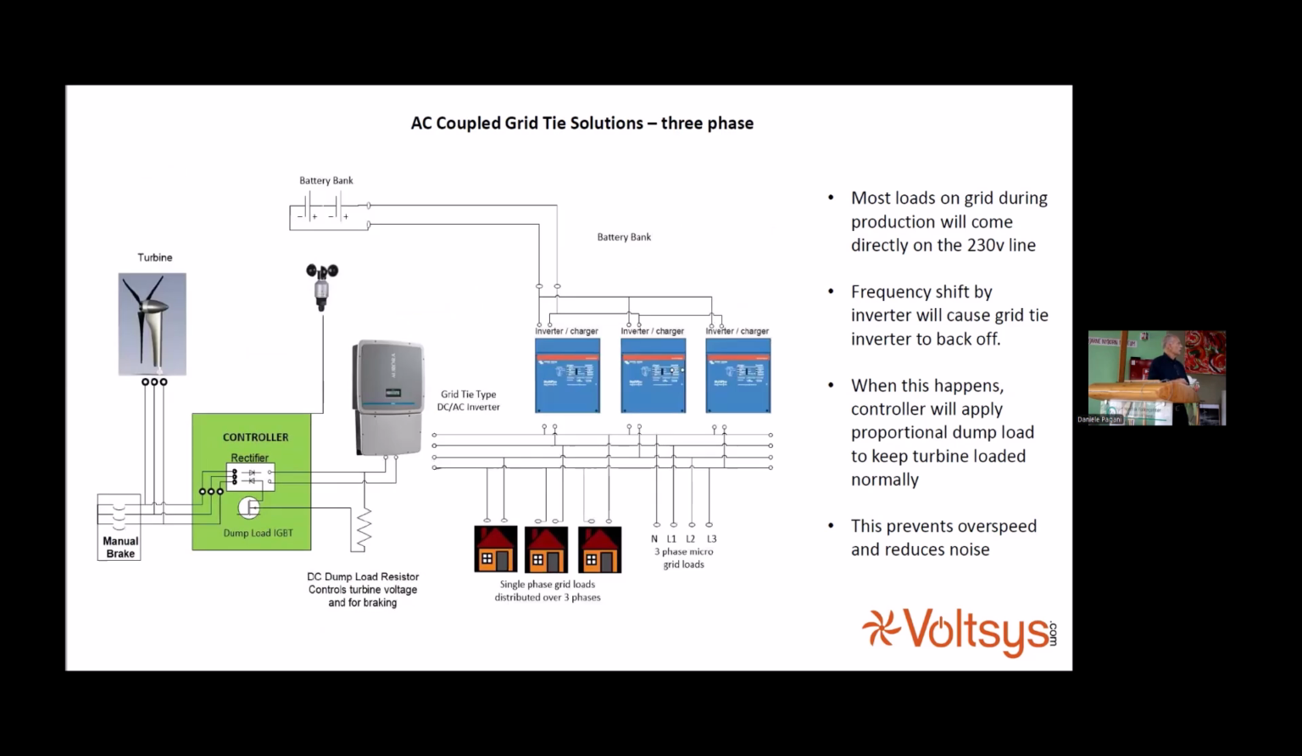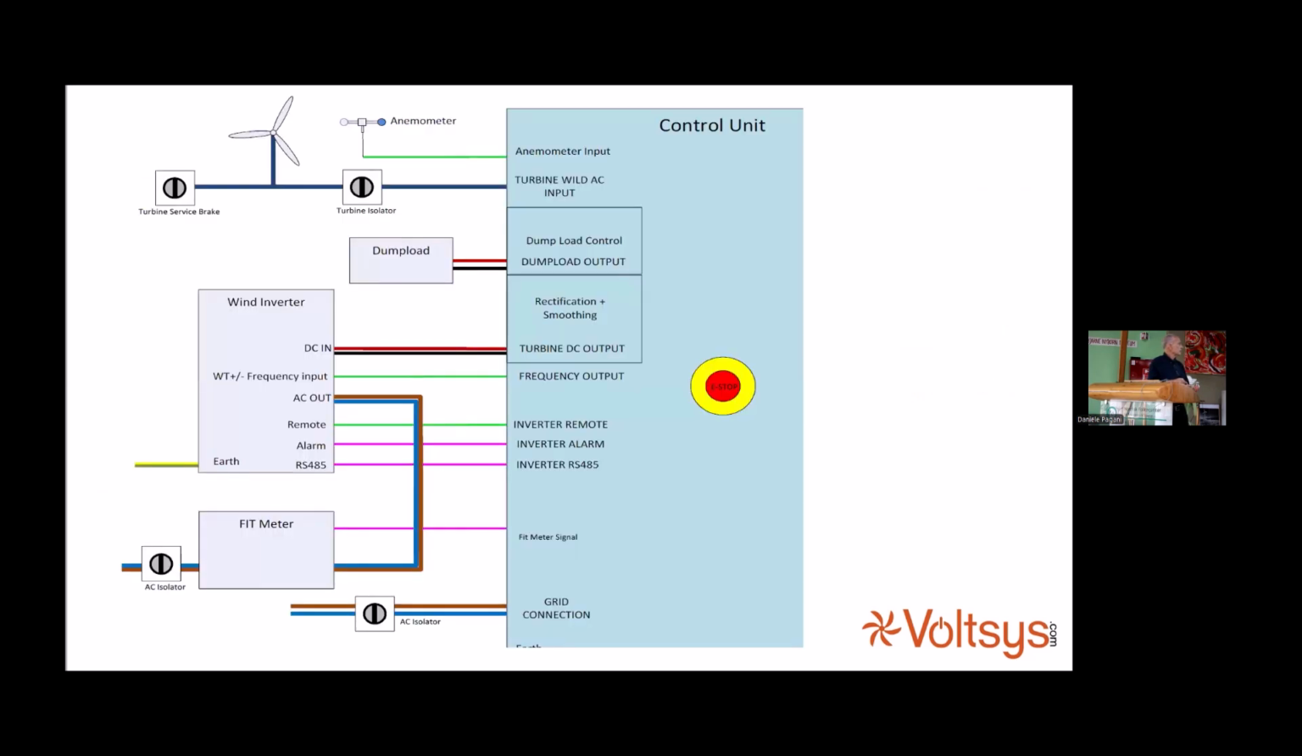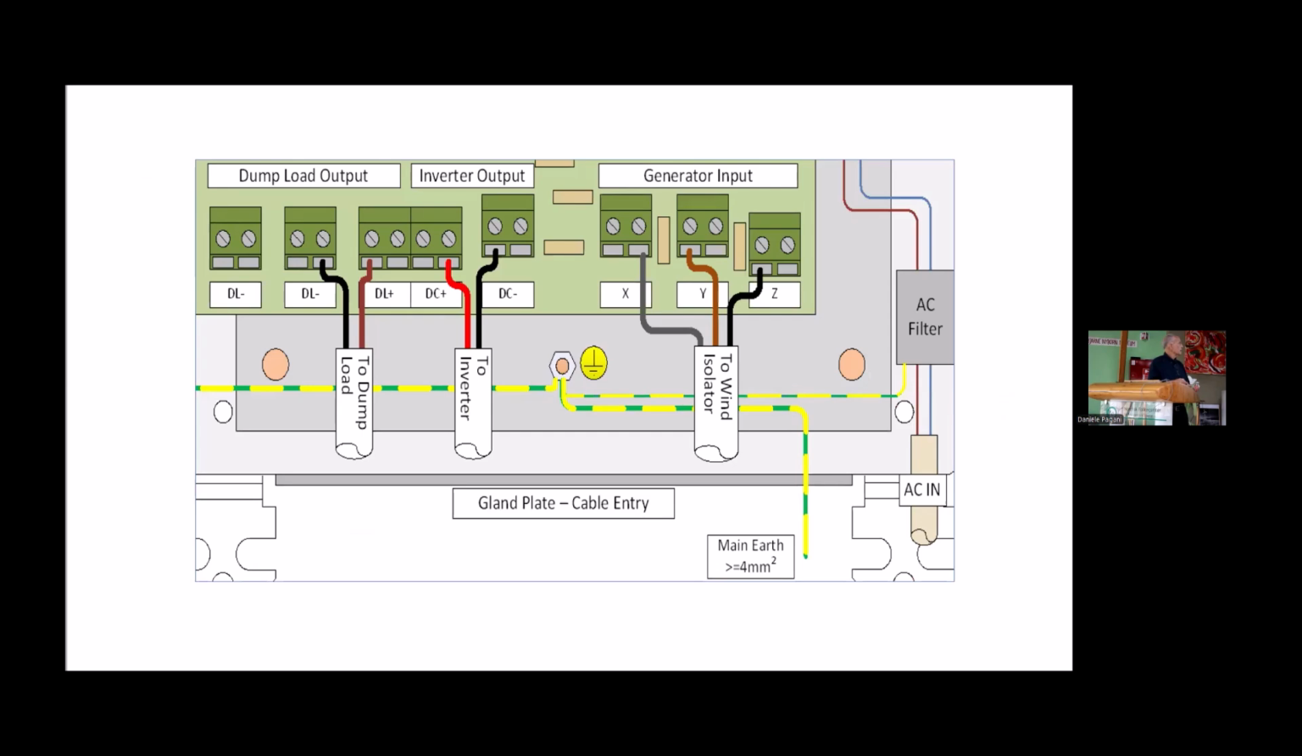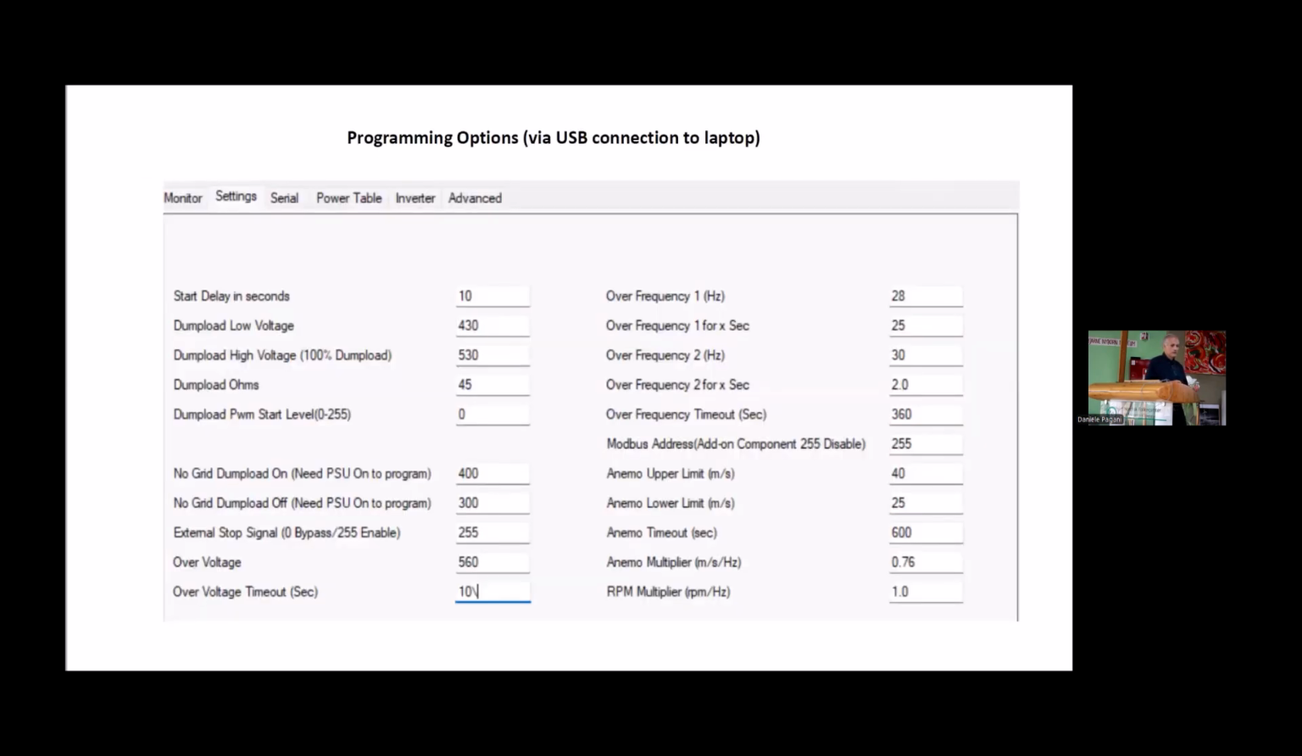And this is a typical 3-phase system, which you have one inside here, I see. A 3-phase Victron system providing a 3-phase microgrid. And we can feed that with a 3-phase solar inverter, again, working through our controller and dump load system. I think that's all. These are some of the settings.